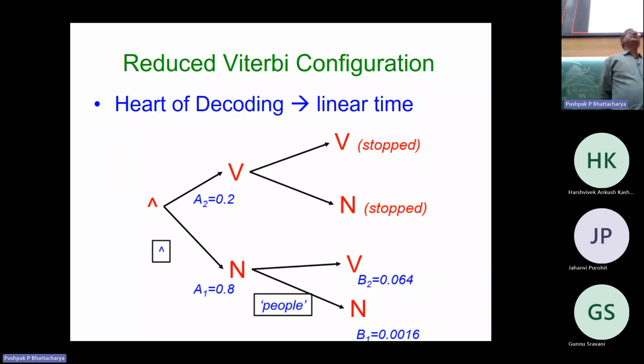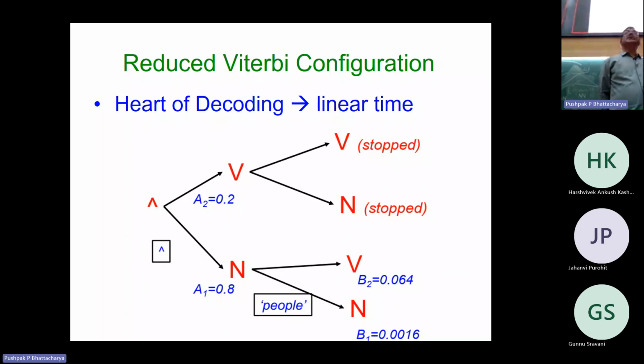Now, Viterbi algorithm is linear time. The time complexity is linear in the length n. We do not expect this because we are seeing that an exponential size tree gets constructed. So what makes it linear is the question. So let's understand that. Now, from hat, we go to V, and from V, we can go to V and N. From hat, we can go to N, and from N, we can go to V and N. So you see there are 4 paths here, and 2 paths end in V, 2 paths end in N.